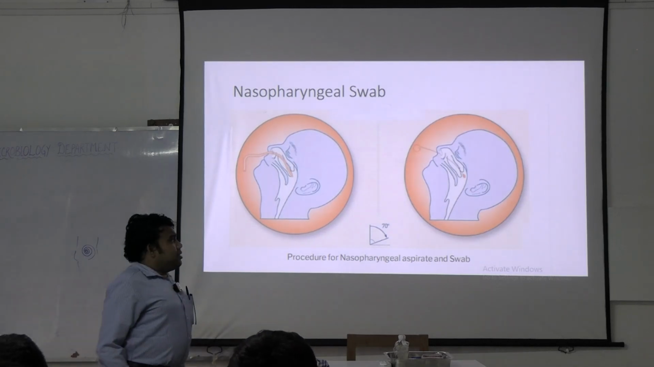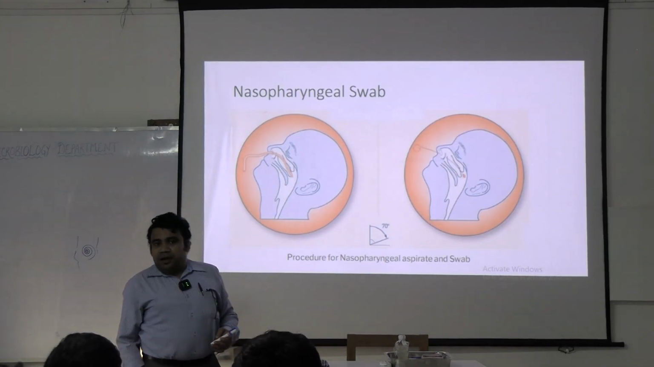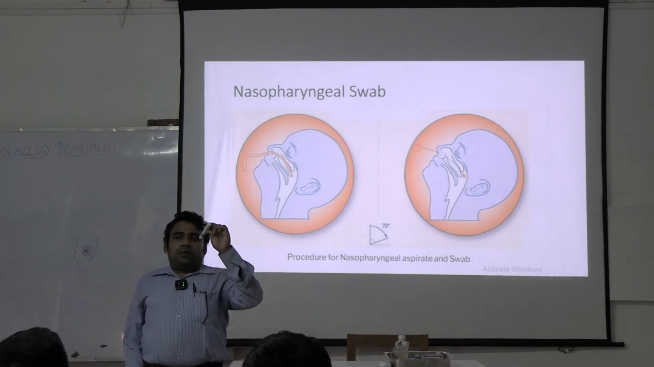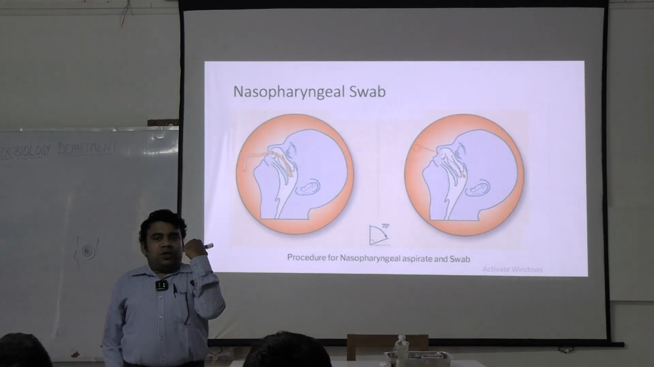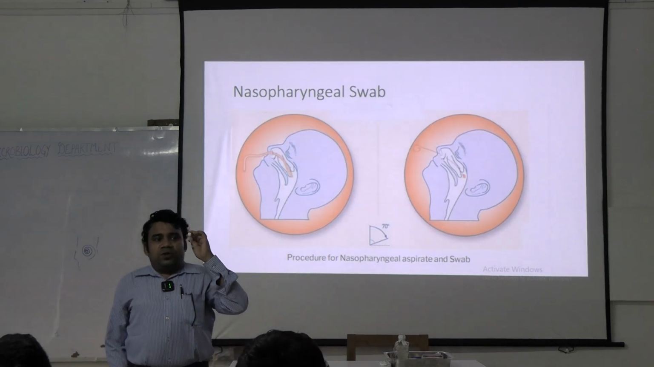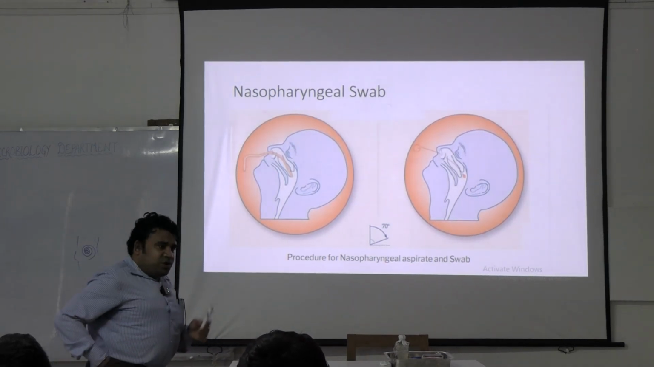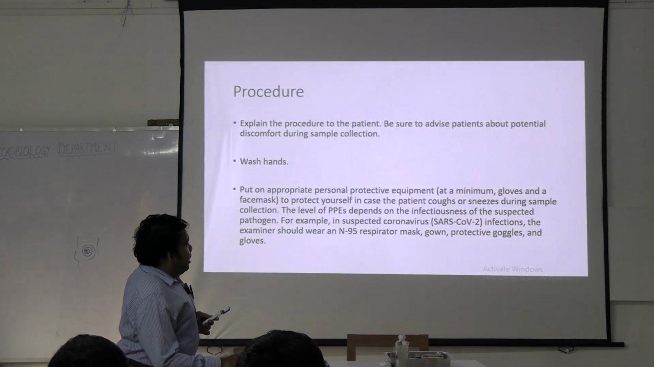And how is it taken? The patient is asked to tilt the head, and the swab is introduced along the floor of the nostril, not towards the head, along the floor of the nostril. Otherwise, you will be injuring the olfactory region of the nose.